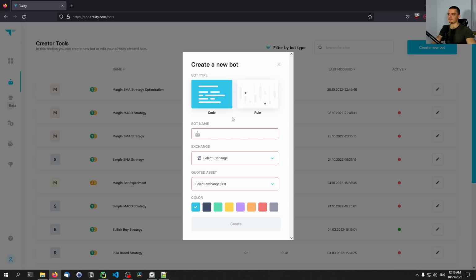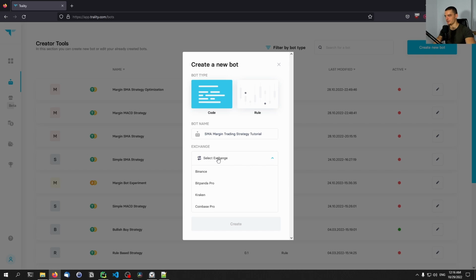Then we're asked if we want to create a code-based bot or a rule-based bot. I already talked about this. The rule-based bot doesn't require you to write any code, so you can just use the graphical user interface to specify the buying and selling conditions. Obviously, we're going to go with a code-based bot. And the first strategy that I want to implement for this video is going to be the simple moving average margin trading strategy. I'm also going to call this tutorial so that I know that this is a tutorial bot.